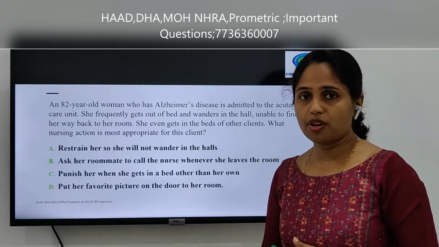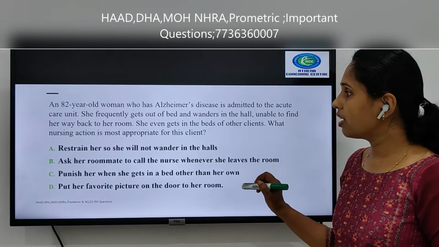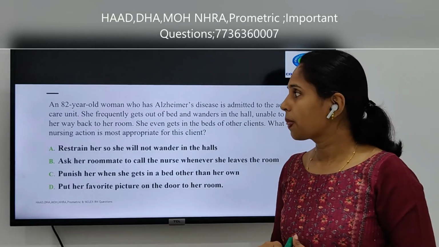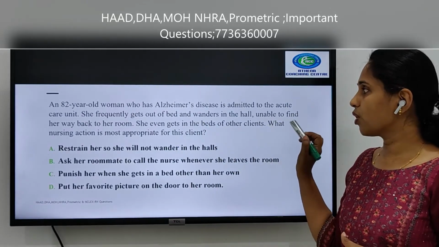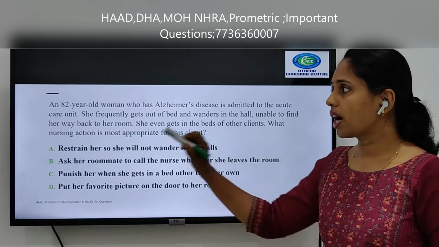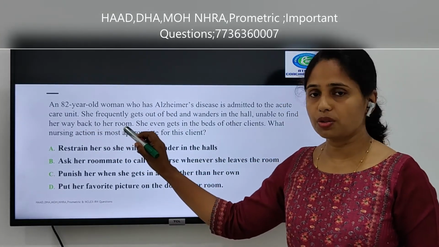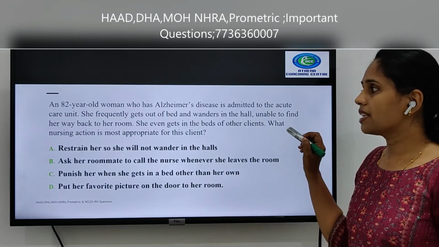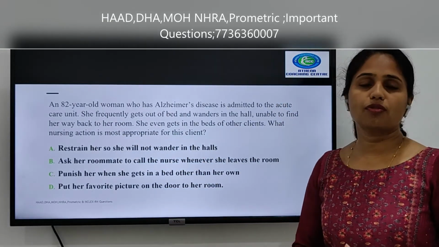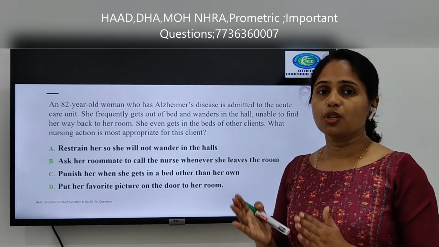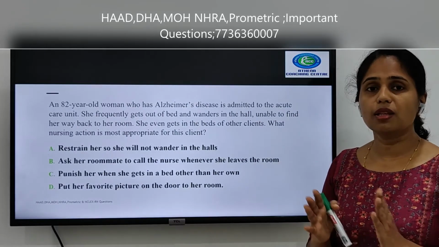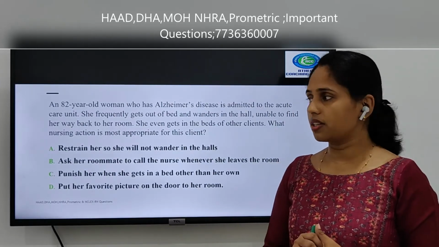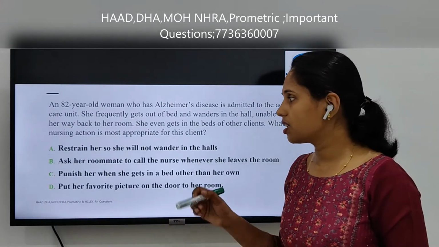Next question again is from Alzheimer's disease. An 82-year-old man who has Alzheimer's disease is admitted to the acute care unit. She frequently gets out of bed and wanders in the hall, unable to find her way back to her room, and she even gets in the bed of other clients. What nursing action is most appropriate for this client? Again, the patient is confused with the present situation and is not completely oriented. Often she forgets where she is.